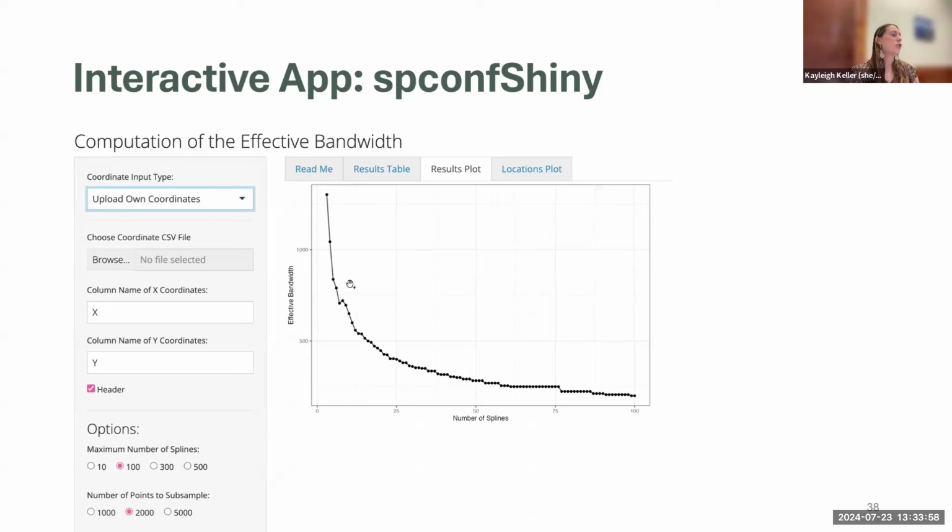There's also an option here to upload your own coordinates. And so if you have data from your cohort or your study and you want to see what it looks like, or if you want to create your own grid across maybe a subset of one of these countries, for example, you can upload that into this app and then calculate these values on your specific data set.